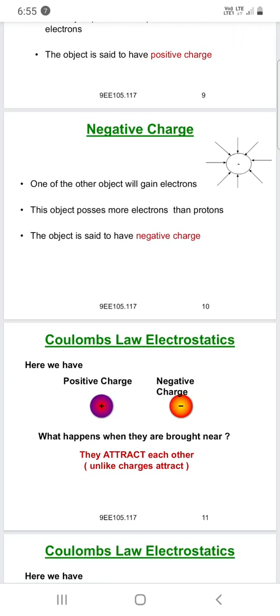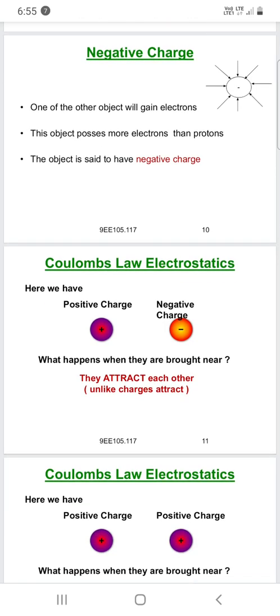Here, one of the objects will gain electrons. So this object possesses more electrons than protons, and is said to be negatively charged. That means a positive charge has more protons than electrons, and a negative charge has more electrons compared to protons.